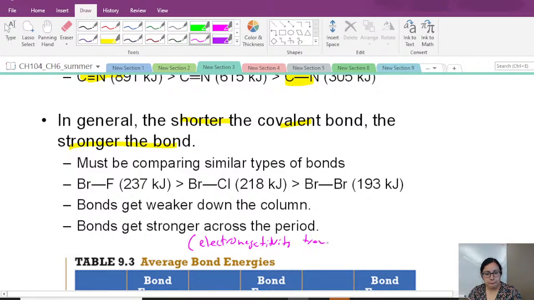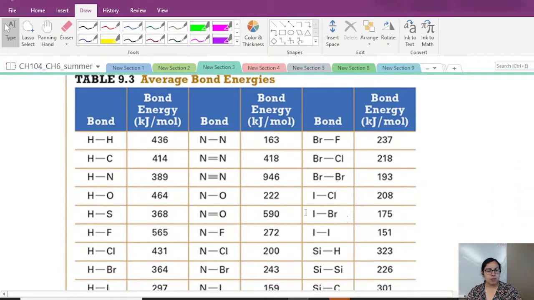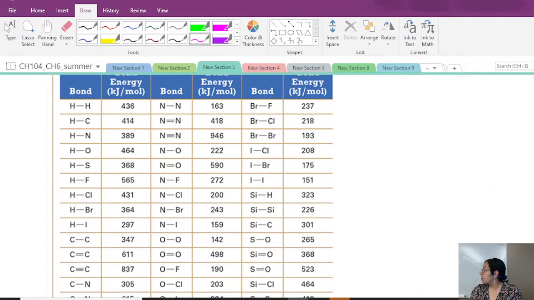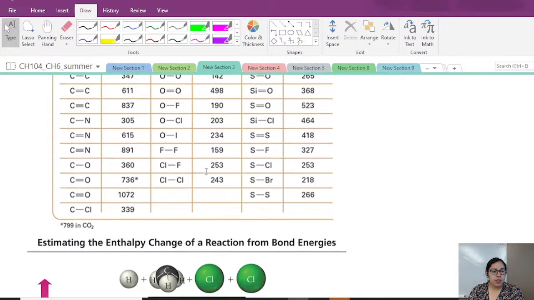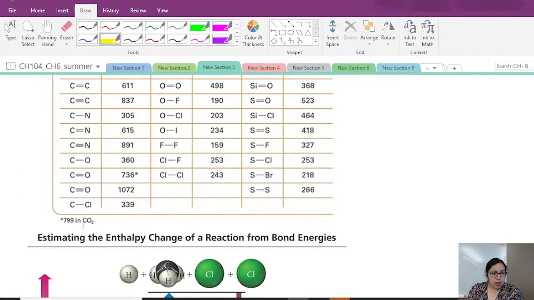Negativity. And so again, you would need to reference a chart. So for these examples, I'll be scrolling around this chart. Make one note: your CO bond in carbon monoxide has a special value. Notice your C double bond to oxygen is usually 736 in other organic compounds, but in our CO2, it's 799. So just note that value.